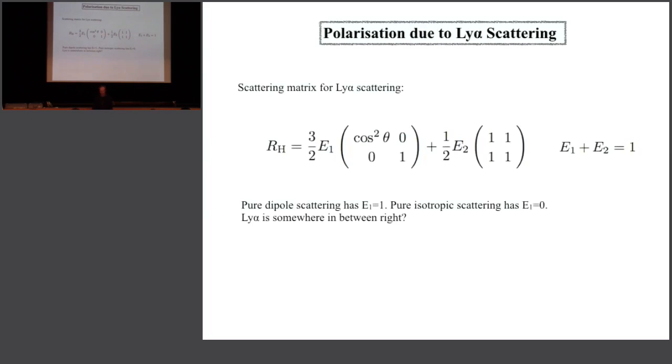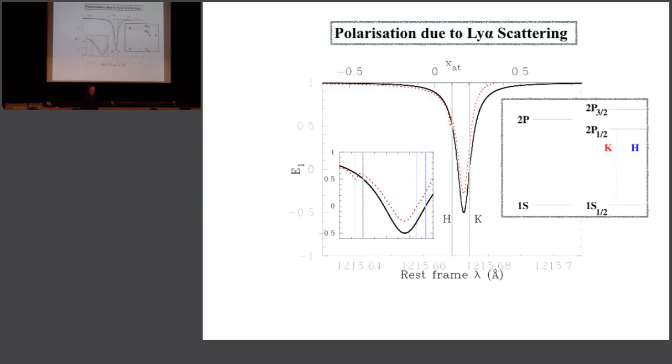So let me now actually show you what E1 looks like for Lyman-alpha. And it's pretty bizarre. This is what it looks like. So remember, this is pure dipole scattering. This is isotropic scattering. So this is the Lyman-alpha resonance here. And what X already showed us is that Lyman-alpha is not a single line. There's fine structure splitting in the line, and usually people call the two different components H and K. Very close together. For us, it generally really doesn't matter.